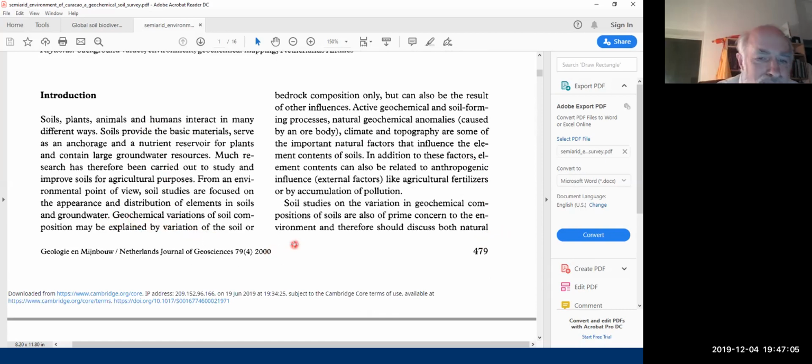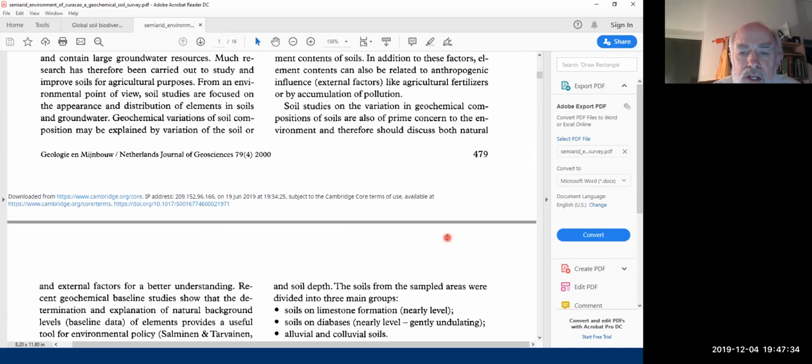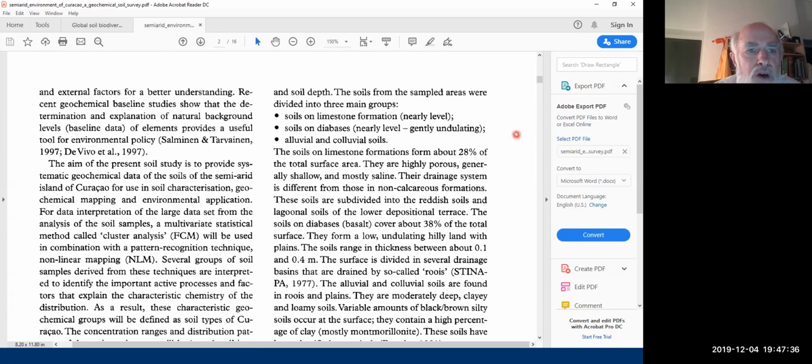Geochemical just means what elements, what minerals are present in the soil. You can look at the bedrock, but there can be other things too. There could be soil forming processes and climate, topography, all of those things I was talking about. Anthropogenic, that's human influence, like fertilizers or pollutants. So the question then is about what to do. Are there environmental concerns, agricultural concerns?